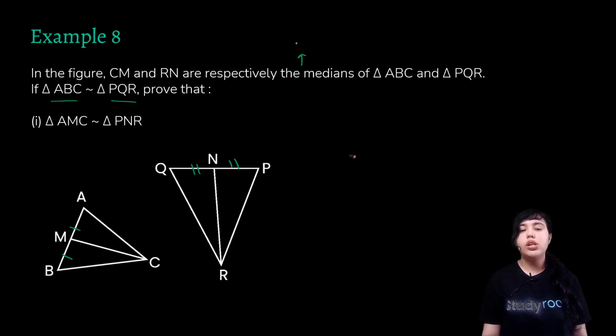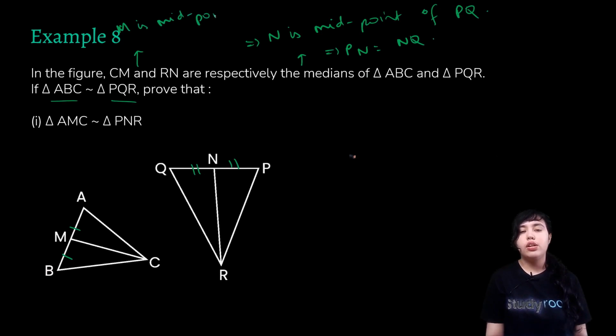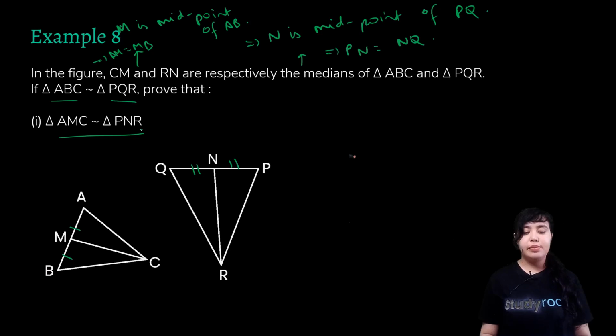This should be understood: this implies N is the midpoint of which side? PQ. If N is the midpoint of PQ, it means it's dividing the side into two equal parts. So we can say PN is equal to NQ. Similarly, we can write for CM. If CM is the median for triangle ABC, it means M is the midpoint of side AB, and then we can say that AM and MB are equal. So with that knowledge in mind, we'll try to prove these two triangles similar.